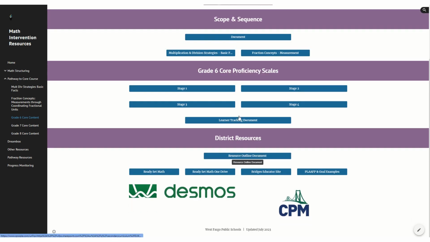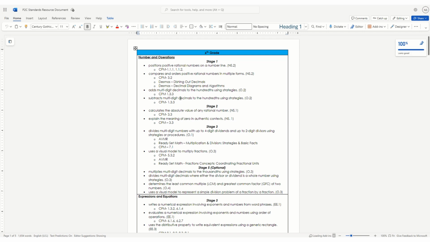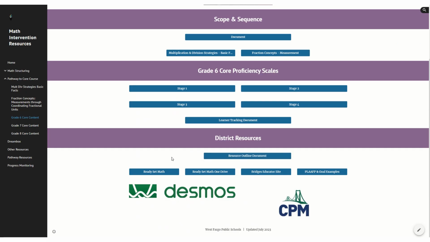Below are the resources. The resource outline document takes each of the stages and what lessons align to those stages. Our resources come from multiple sources to help you be successful in the course. Other resources that are going to be essential for when teaching multiplication, division, and fractions: Ready, Set, Math is a key piece. The Bridges Educator site, if you use Bridges Intervention. For our special education students, here are some examples of goals that can be set for the students.